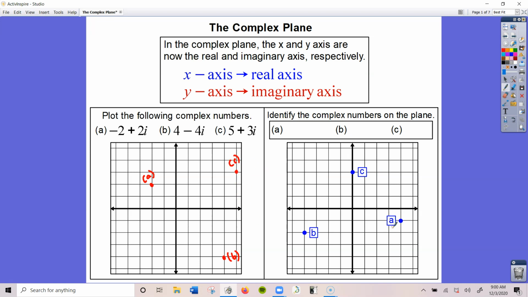Now we can also work backwards, right? If the complex numbers are graphed, then we can figure out what the complex number is. So here for A, it went to the right 4 and down 1. So this would be 4 minus i. B went to the left 4 and down 2. So this would be -4 minus 2i. Now C does not go left or right, so there is no real number. Therefore, this is a purely imaginary number. And since it goes up 3, this would be 3i.